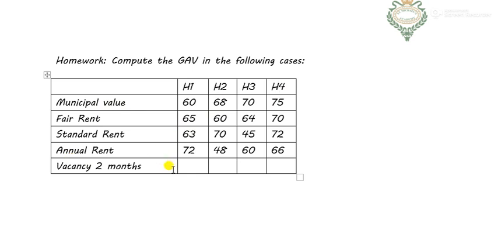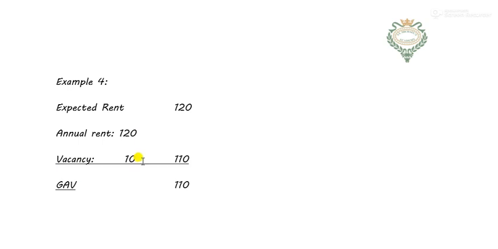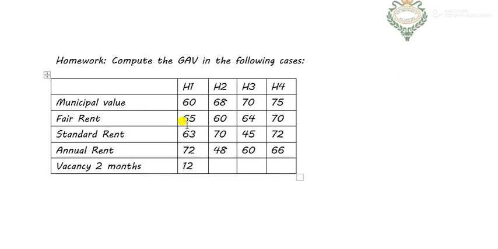Then they have given us annual rent. The annual rent is 72. Acha, if the annual rent is 72, then what is my monthly rent? 72 divided by 12 is equal to 6. 6 is my monthly rent. And here they say vacancy 2 months, means 12 is my vacancy. Annual rent is 72. Now this table should be turned into this format, and then you have to calculate the gross annual value.